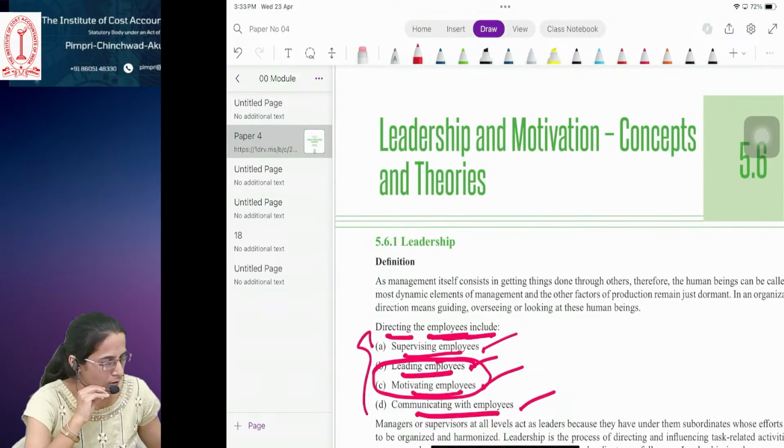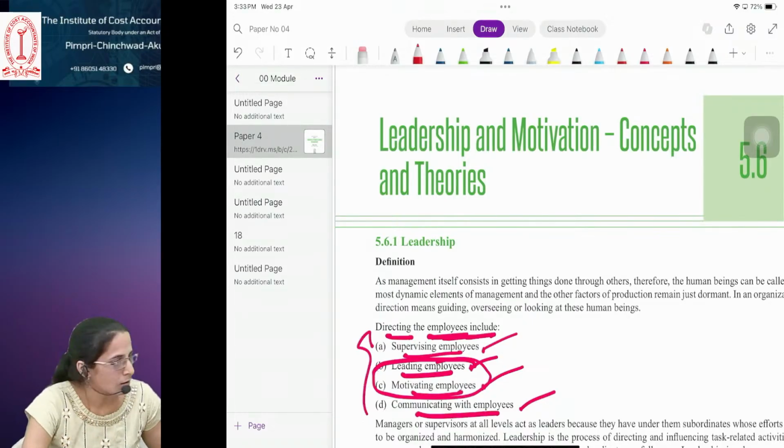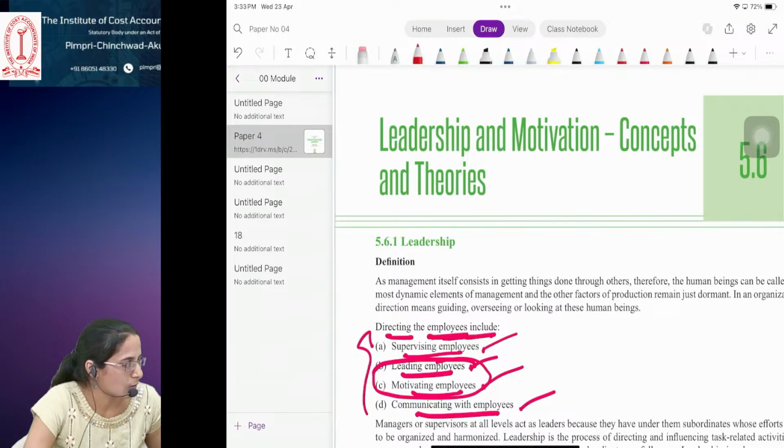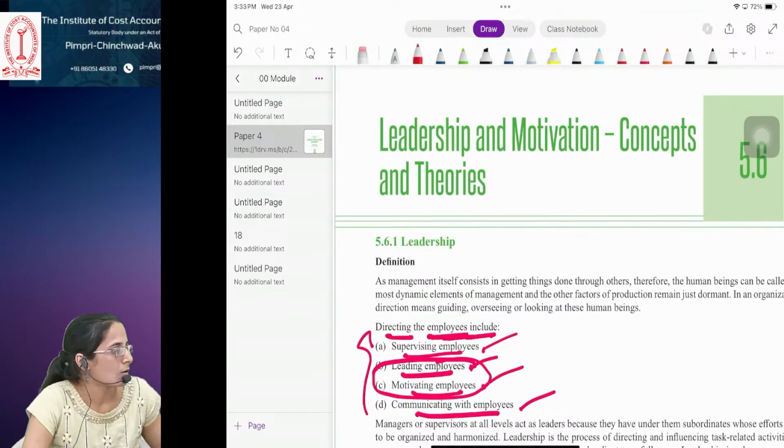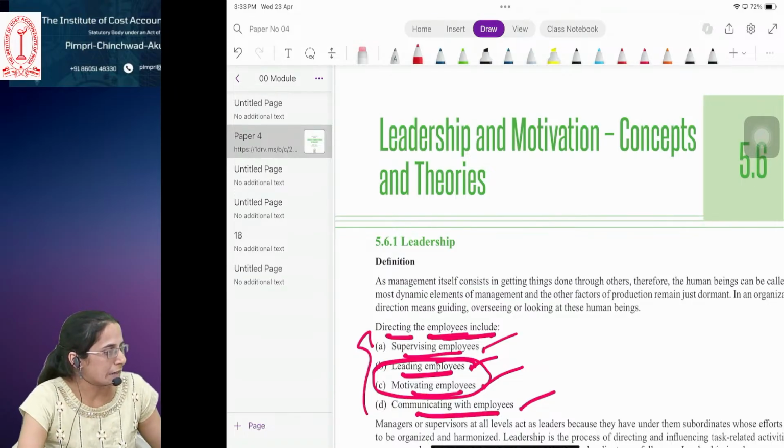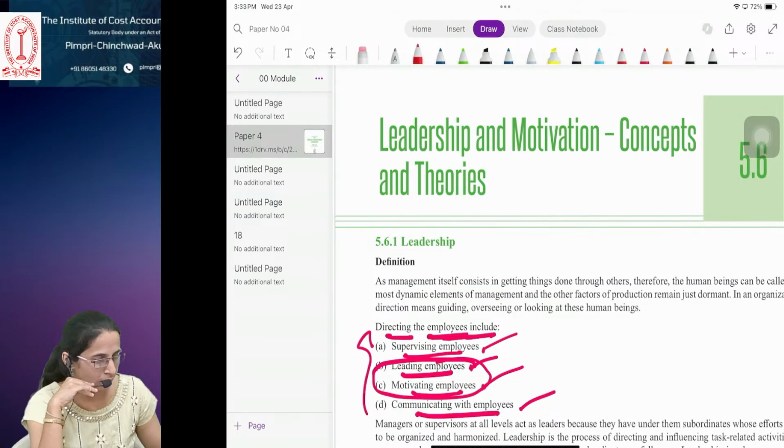Hello, Shreya, am I audible? Hello. Yes, ma'am. Shraddha Kotekar is also there. Okay, we'll continue, okay? Till then, others will join. My screen is visible? Yes, ma'am.